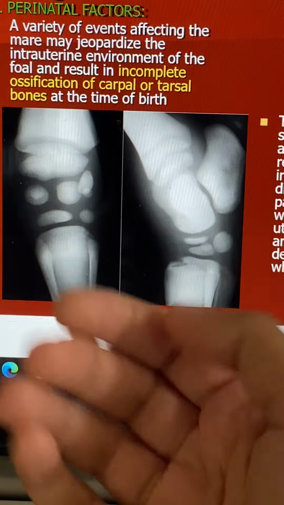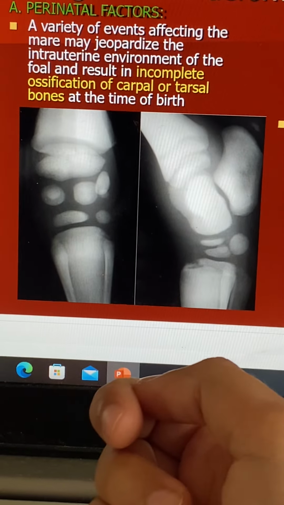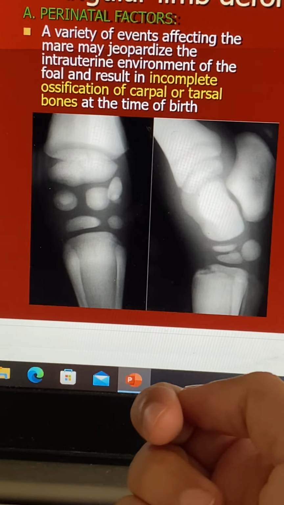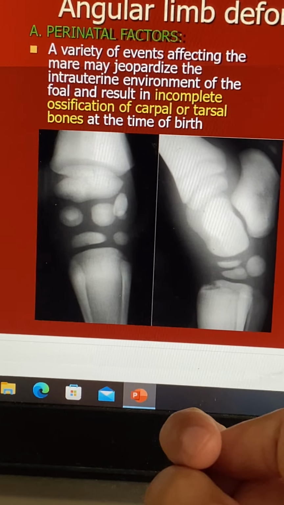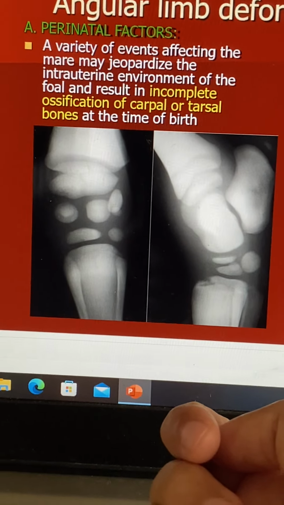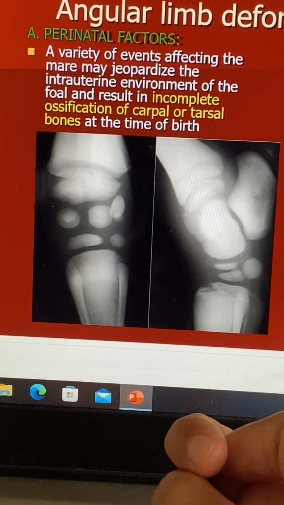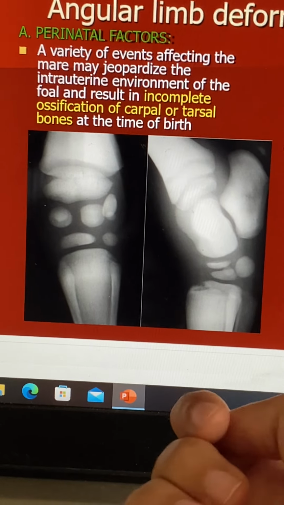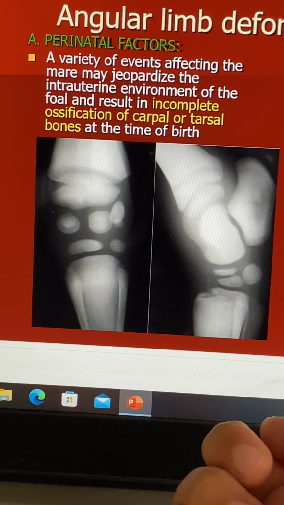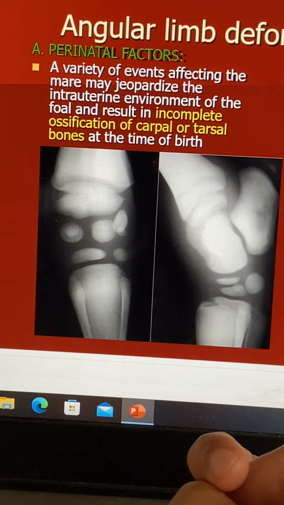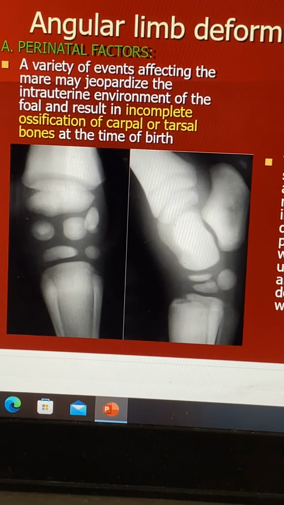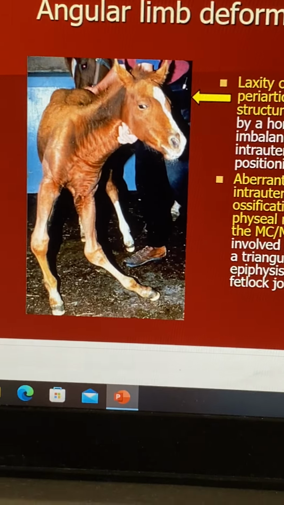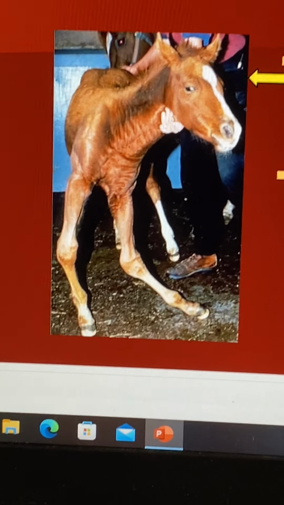dysmaturity, maybe because of placentitis, placental insufficiency, or metabolic diseases like maternal malnutrition, parasite infestation, colic and shock, of course, are not good because they can alter the blood supply to the uterus. Chemical insults like vaccinations and antihelminthics can influence fetal development. You also have thyroid abnormalities which influence ossification. Yeah, this isn't good, is it?